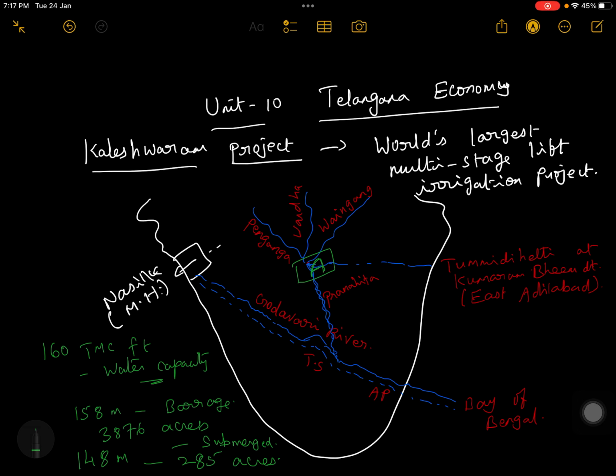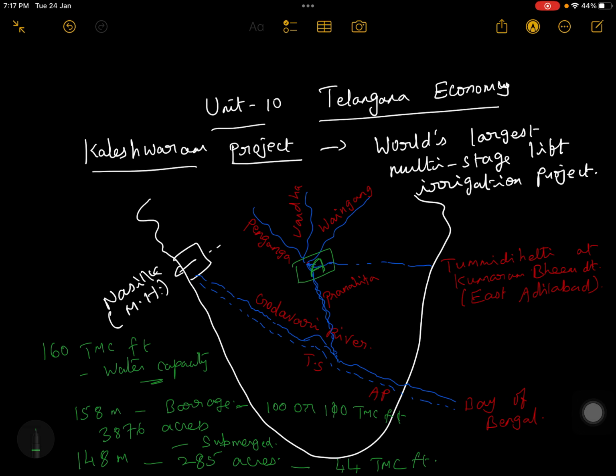But the problem was, if the barrage was 158 meters, the water that can be diverted becomes around 100 or 110 TMC feet. At the same time, if the height of the barrage is reduced to 148 meters, then the water that can be diverted for the state of AP, that is before bifurcation, comes to only 44 TMC feet.